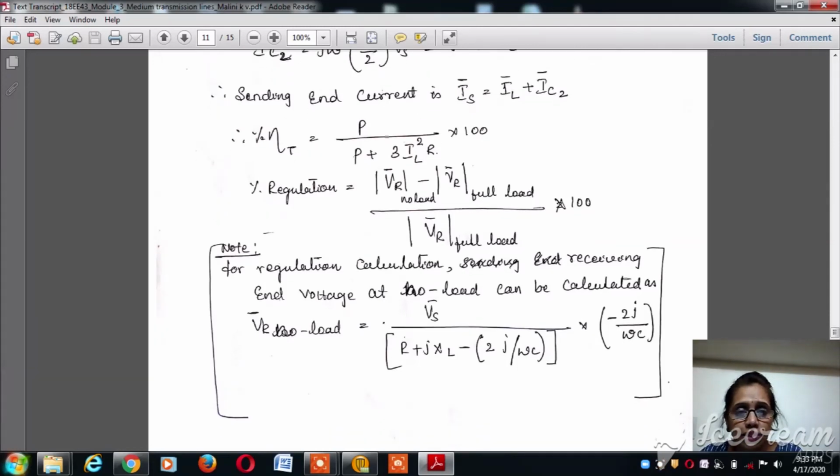So now percentage efficiency is nothing but equal to the power delivered at the receiving end divided by the power sent, that is the power at the sending end, which is the power delivered plus the losses. So it can be written as P divided by P plus 3 into IL square R. That is IL square R is the total losses. Since it is a 3-phase line, we are going to consider 3 into IL square into R.